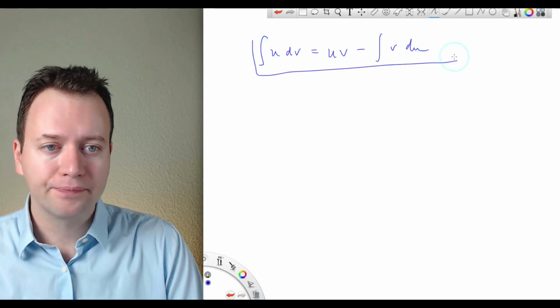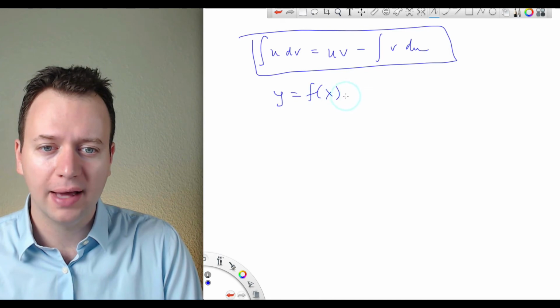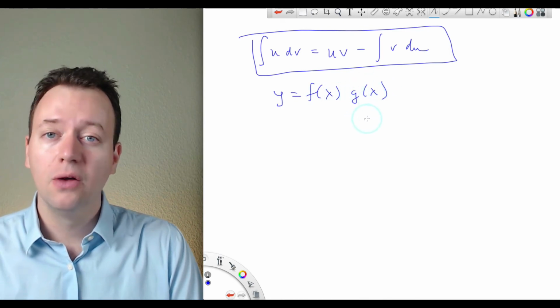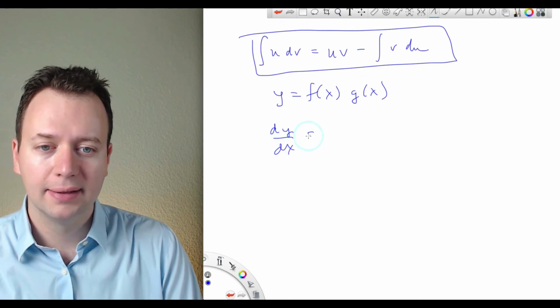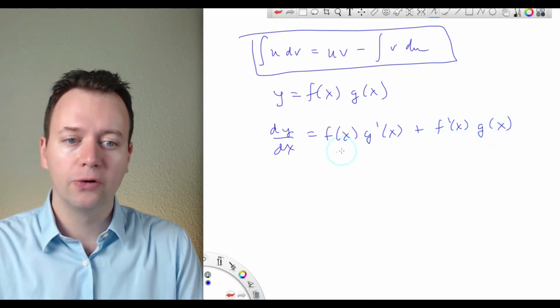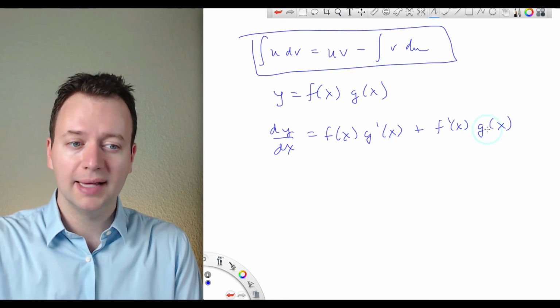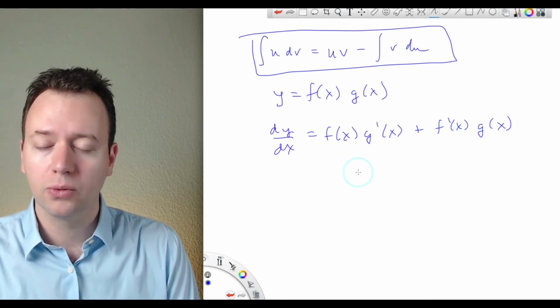Now, if we have a product of two functions, like say y is equal to f of x times g of x, when we differentiate this, we get dy dx is equal to f of x, g prime of x, plus f prime of x, g of x. Right? First times the derivative of the second, plus the second times the derivative of the first. So that's what happens when we use the product rule.